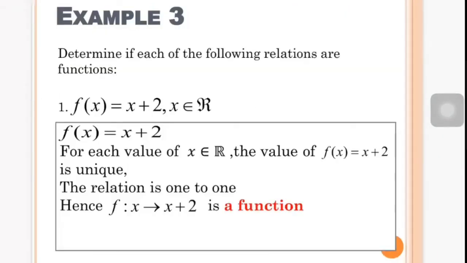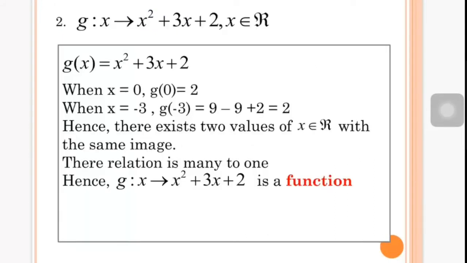Example 3. Determine if each of the following relations is a function. f(x) equals x plus 2. For each value of x, element of R, the value of f(x), x plus 2, is unique. So the relation is one to one, and this f is a function.